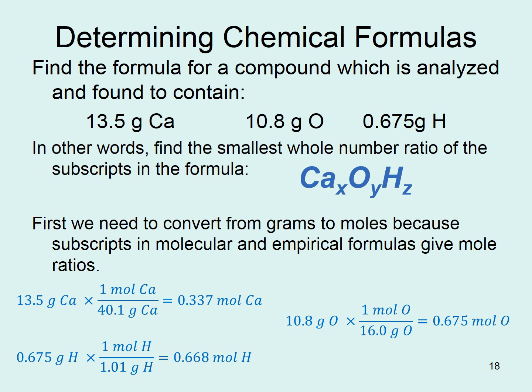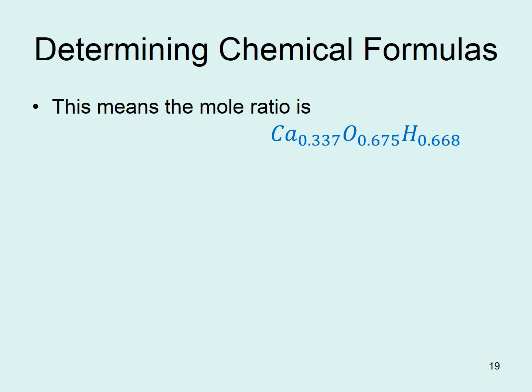Okay, so in a way, we now have our ratios. You may be able to see the ratio a little better now, but if not, let's take it a little step by step. So it really means this. It means we have calcium 0.337, oxygen 0.675, hydrogen 0.668. Obviously, this is not a very good way to present it. We really like the smallest ratio of whole numbers.